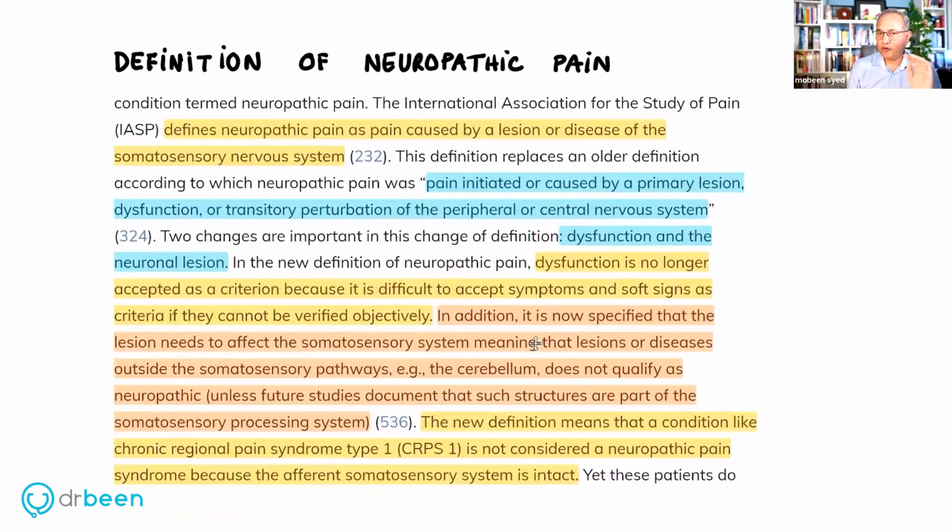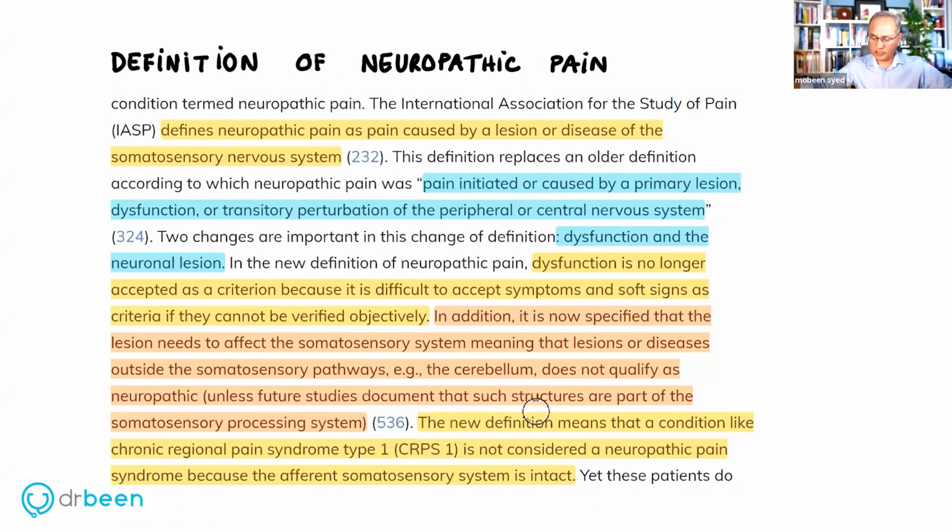Now, the definition of neuropathic pain. With all of this foundation under our belt, what is neuropathic pain? I want to read to you the previous definition and then the updated definition. The previous definition was pain initiated or caused by a primary lesion, dysfunction, or transitory perturbation of the peripheral or central nervous system. So pain that is initiated by a primary lesion, a direct injury to some nerve or nervous system tissue, dysfunction of some nerve or nervous system tissue, or transitory perturbation, a temporary dysfunction or disturbance of the peripheral or central nervous system.